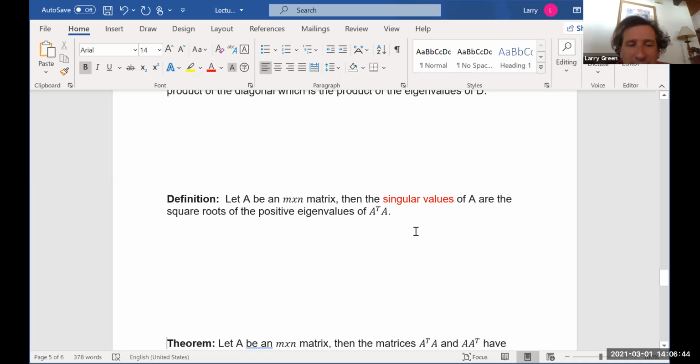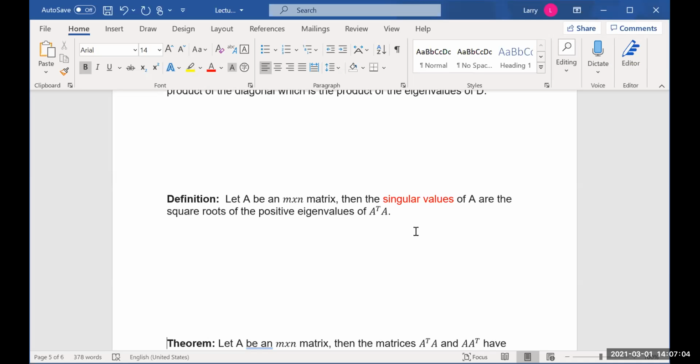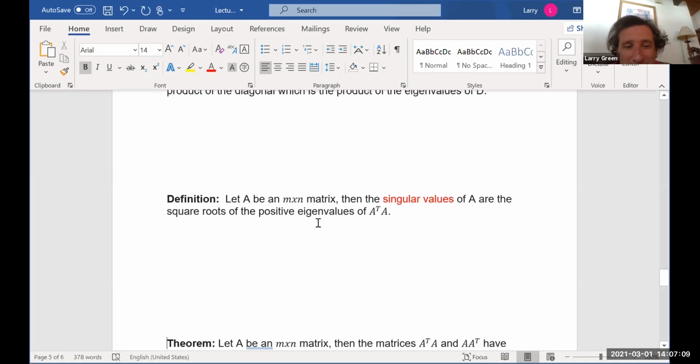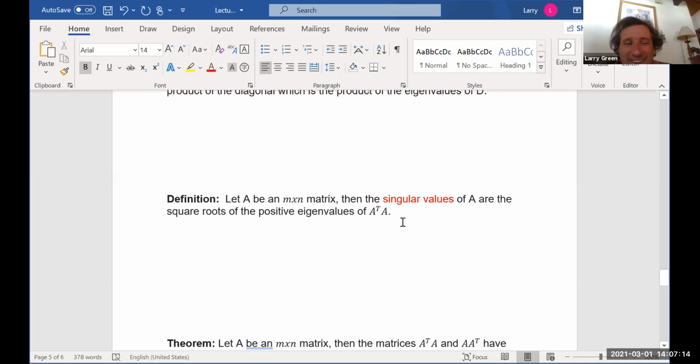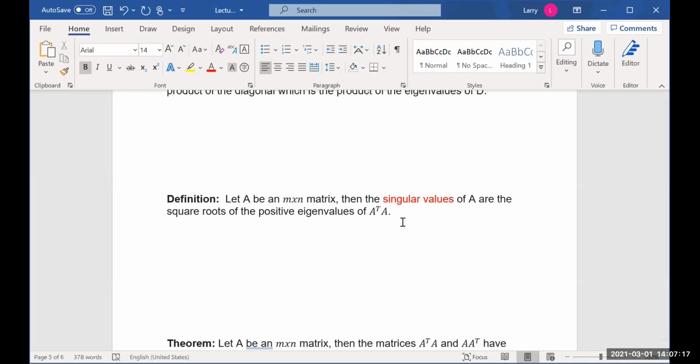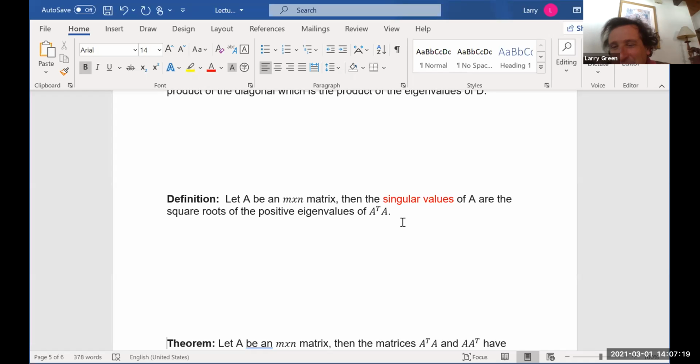Any questions on what this is saying? So the square roots of the positive eigenvalues of A transpose A are the singular values, and they're important. Any questions on the big definition? What are the singular values again? I forget. They're the square roots of the positive eigenvalues of A transpose A. There's a definition. Yeah, if you forget, that means you forgot what I said one second before you asked the question.